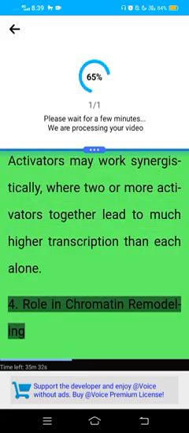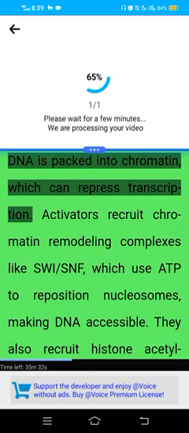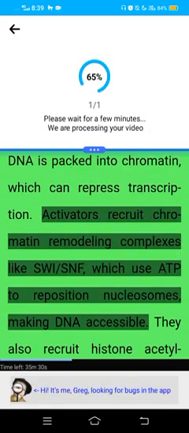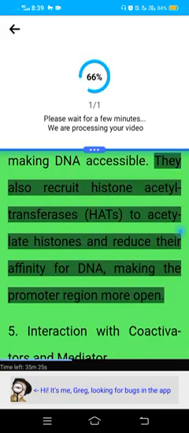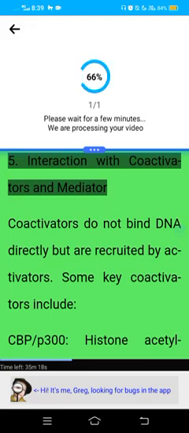4. Role in chromatin remodeling. DNA is packed into chromatin, which can repress transcription. Activators recruit chromatin remodeling complexes like SWI/SNF, which use ATP to reposition nucleosomes, making DNA accessible. They also recruit histone acetyltransferases (HATs) to acetylate histones and reduce their affinity for DNA, making the promoter region more open. 5. Interaction with coactivators and mediator.